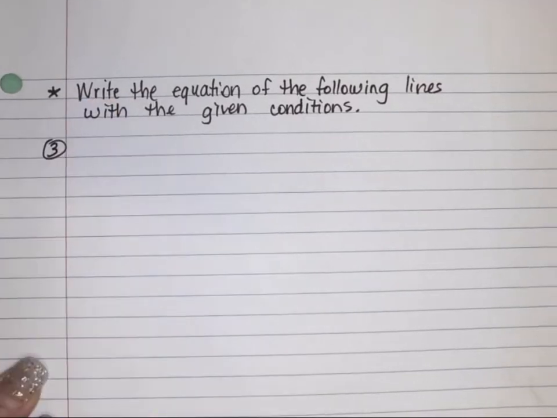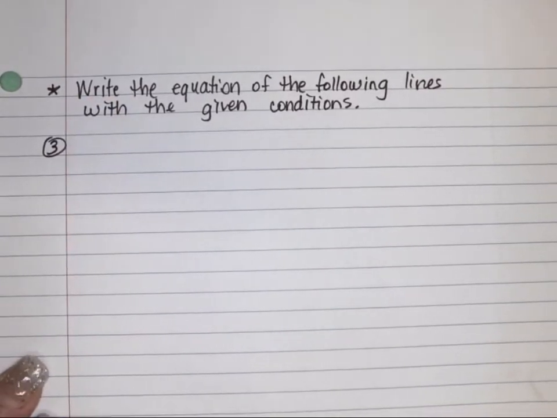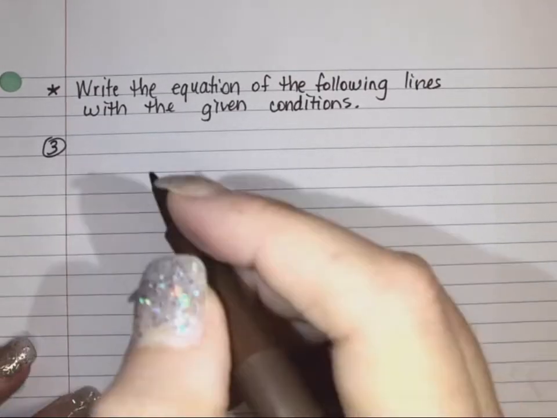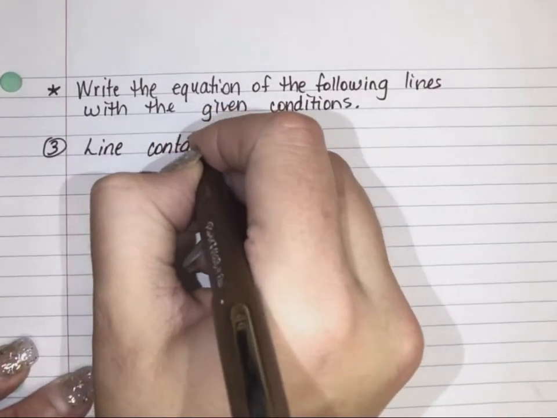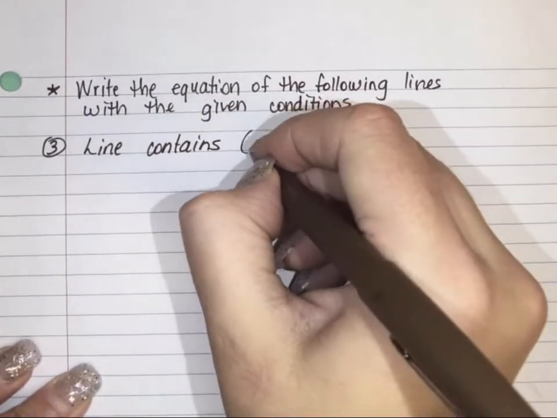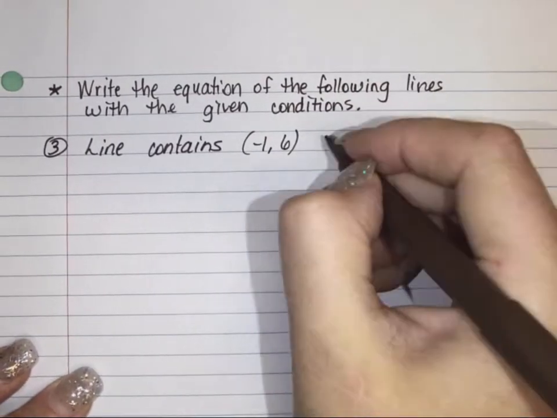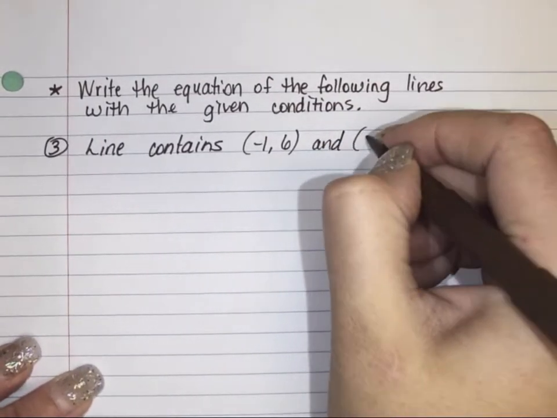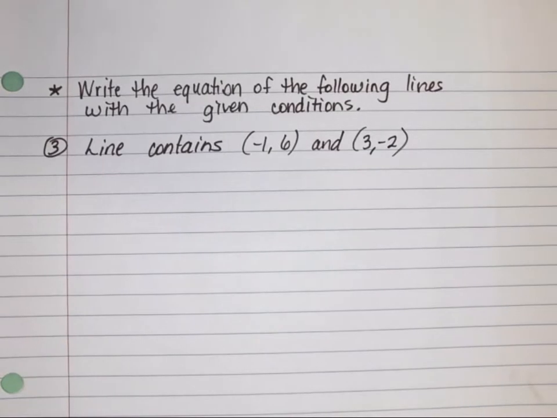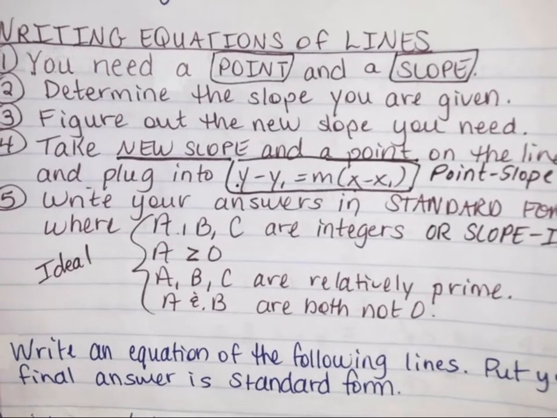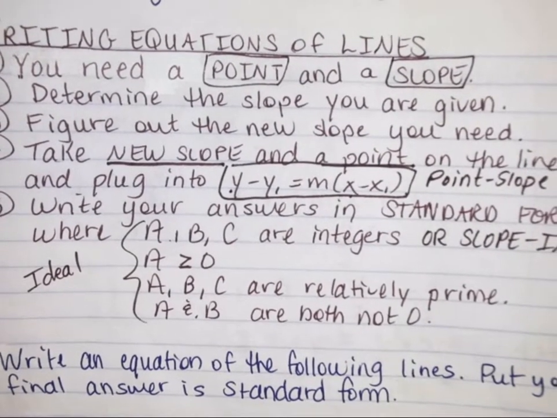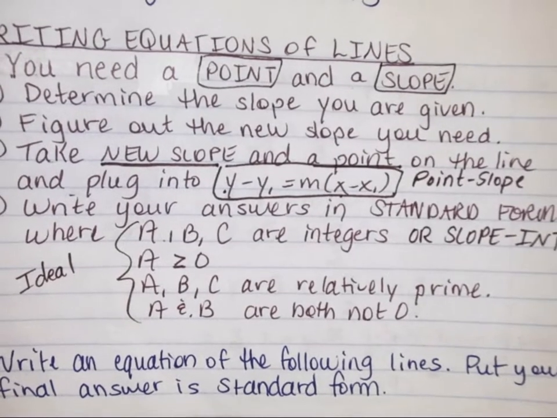Okay, number 3. Your particular conditions: you want to write the equation of a line that contains the ordered pairs (-1, 6) and (3, -2). So going back through your steps, here you need to make sure that you have a point and a slope to plug into point slope form.